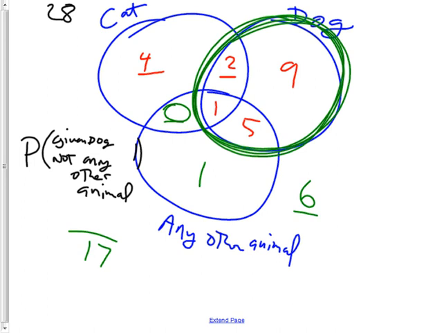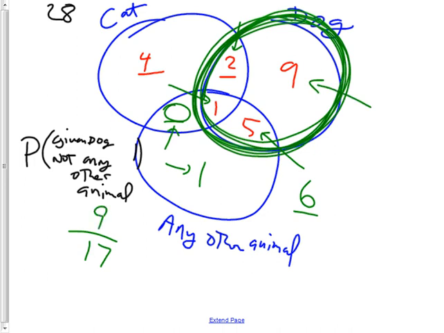Now, not any other animal. It's really tempting to use some other numbers like this one or this one, but you can't. You have to stay inside the circle of life. So if they're given a dog, what's the probability that they don't have any other animal? Then these people wouldn't qualify because they have 2 things. These people wouldn't qualify because they have 3 things. These people wouldn't qualify because they have 2 things, a dog and something else. Then it really comes down to just those. So 9 out of 17. Raise your hand if you had that one right. Yeah, more than I expected. All right.